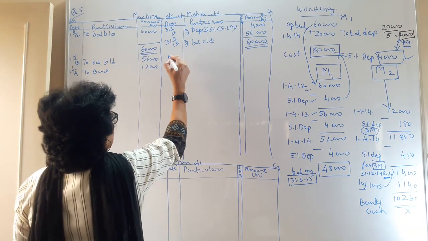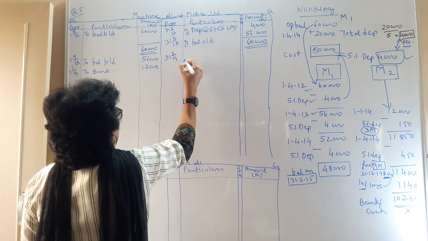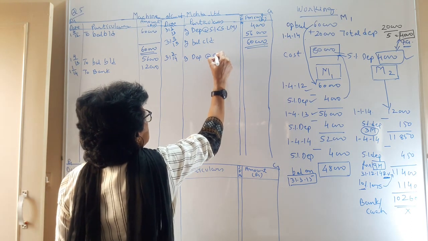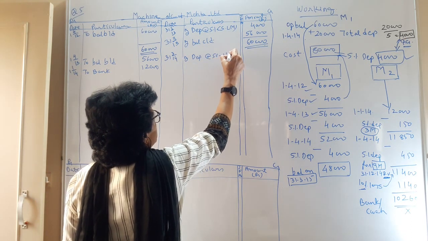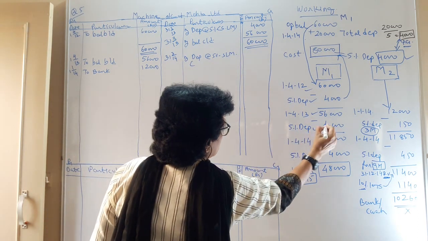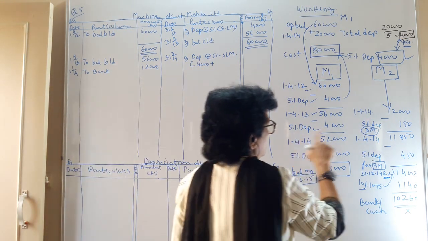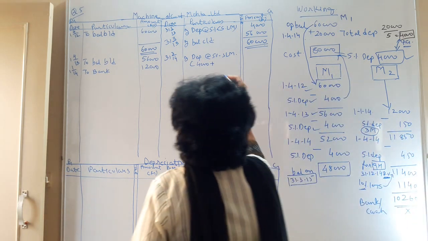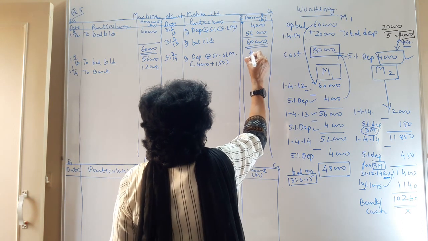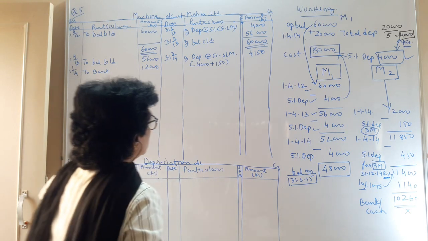Clear? Now here we have to give the depreciation. So 31st March 14, by depreciation at 5% as per SLM. You are charging for M1 how much? 4,000 rupees. And you are also going to charge for M2, that is 150. Okay, 150 for M2. So total depreciation 4,150 is the figure.